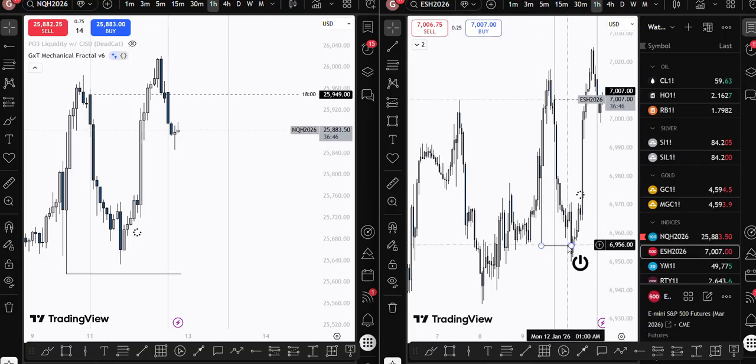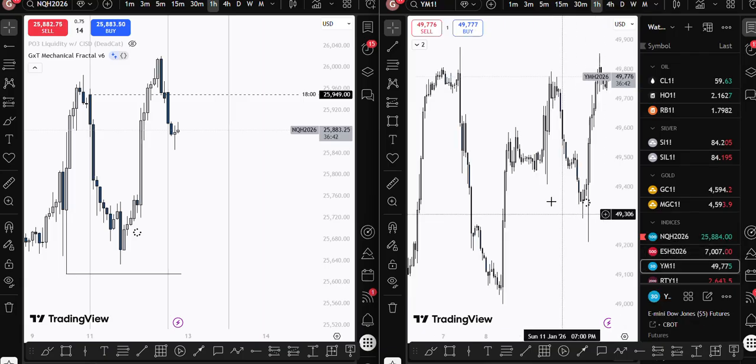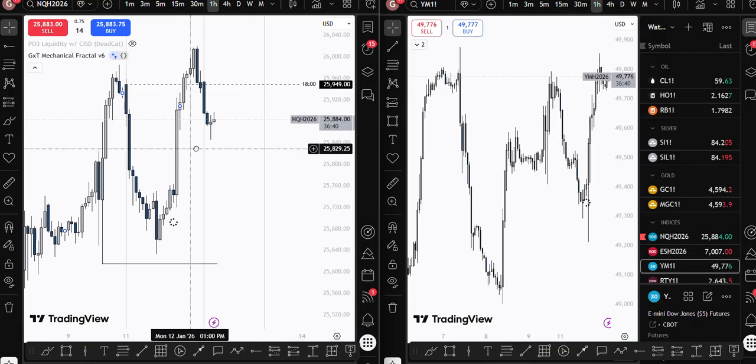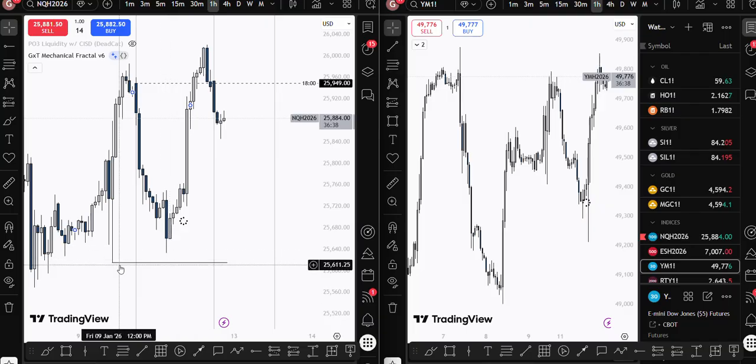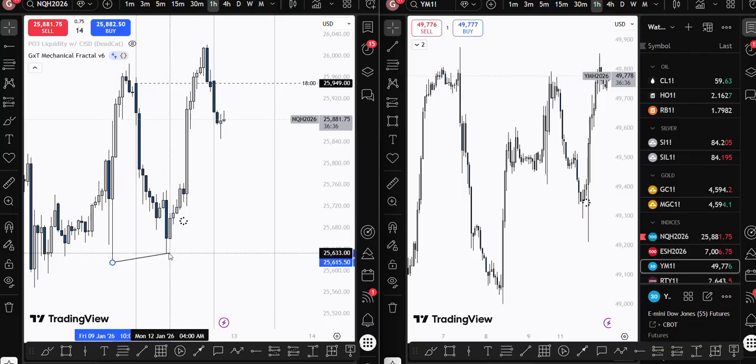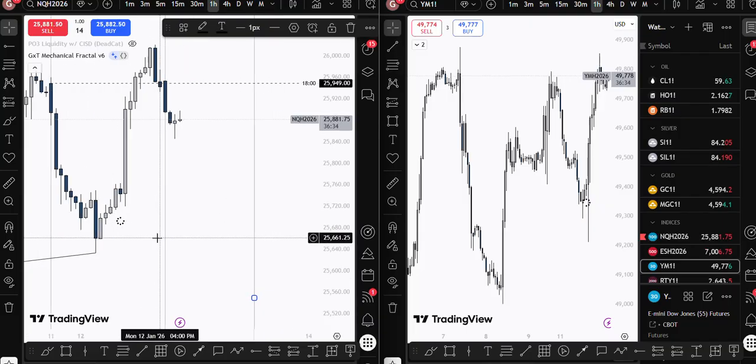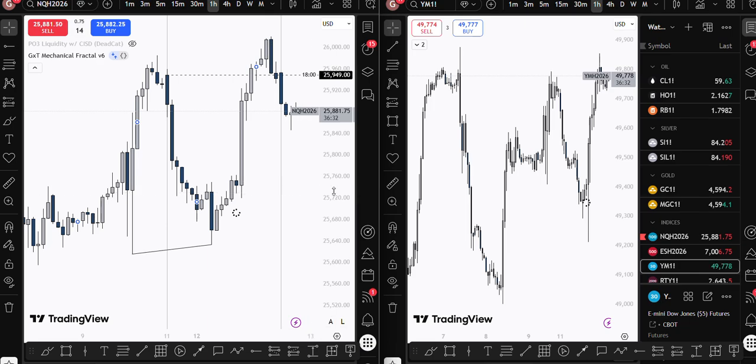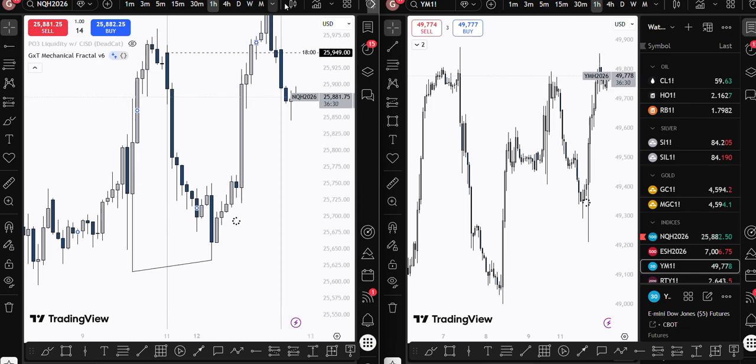Then tag it along with ES is running the low, YM is running the low, NQ is failing to run this low right here. So we have SMT right there. Now, that's not only my conviction, but I also wanted to see some sort of change in state of delivery to use as support. And that's what we get right here. We get our change in state of delivery.